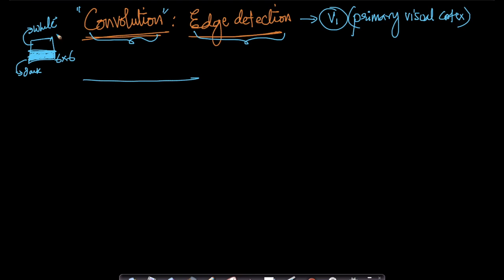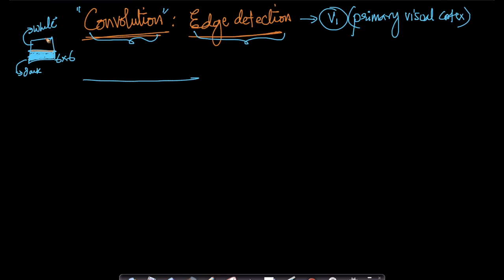Now in this image, if I ask you, is there an edge in the image? This is a very small image, a 6x6 image. If I ask you, is there an edge in the image? You would obviously say yes, there is an edge here, and it's a horizontal edge, because everything above this edge is of one color, everything below this is of a different color, isn't it? So you would say that there is an edge here.